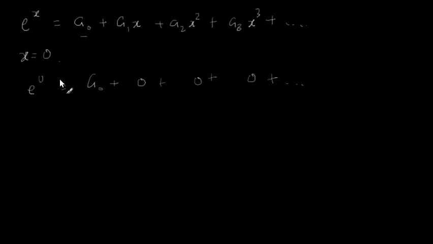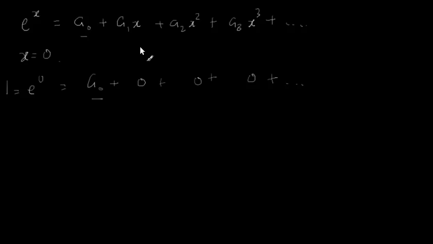So that's a simple thing to do, and it actually gives us this, which is telling us the value of a0 already, because e to the power of 0 is 1. So just by setting x to 0, we have obtained one of the numbers, the first one, a0. So that looks simple enough.